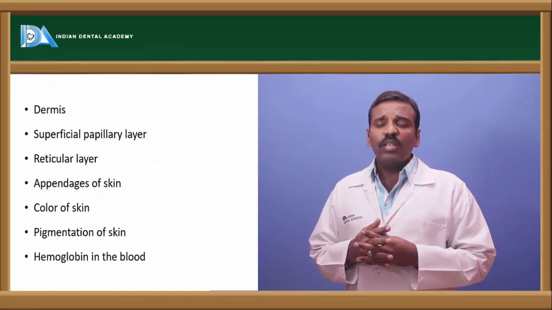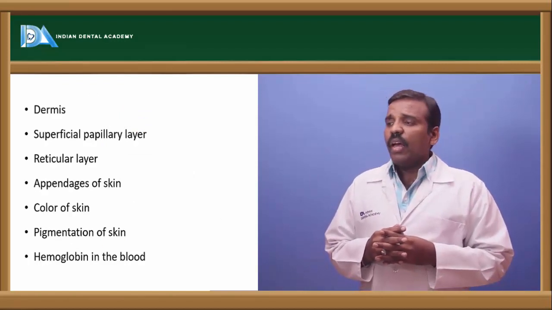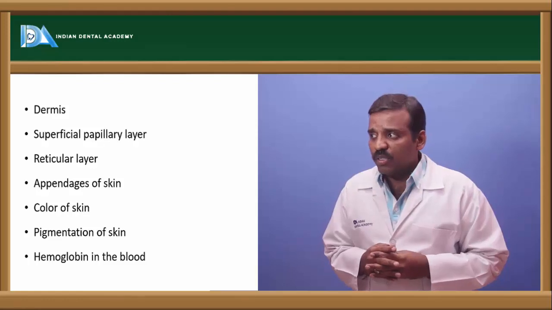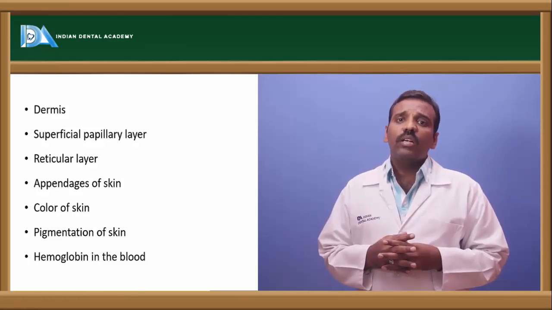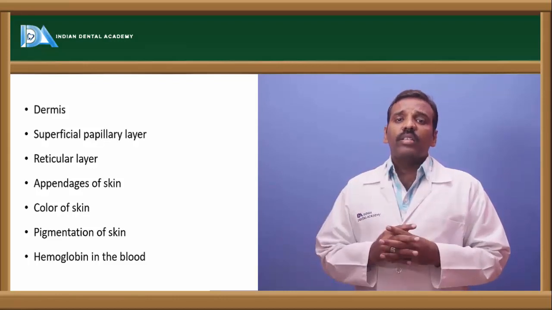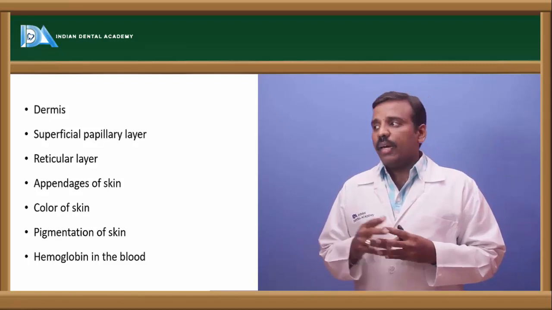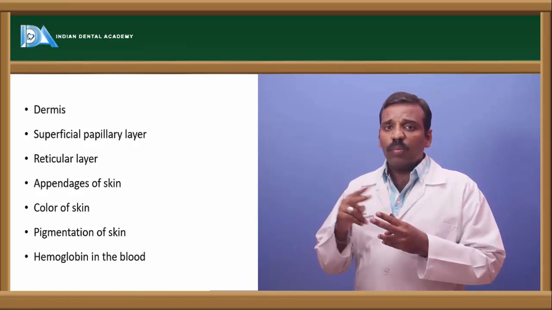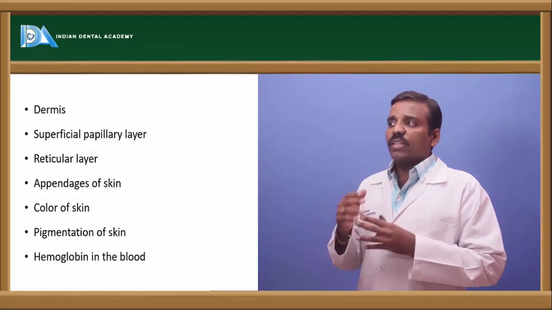Next, coming to the dermis layer. This dermis consists of 2 types of glands, and the hair root is present in the dermis layer. The subcutaneous layer has arteries and veins that supply the upper parts of the skin, like the dermis layer and the epidermis layer. The dermis is formed by 2 types of layers: one is the superficial papillary layer and the other is the reticular layer.